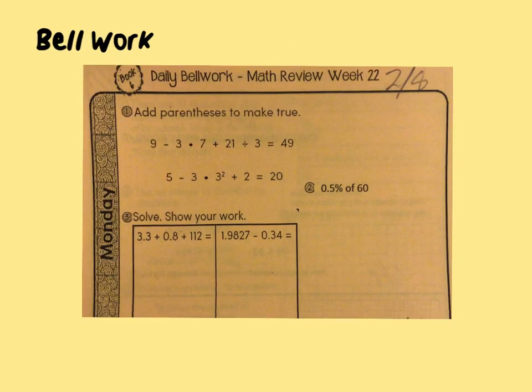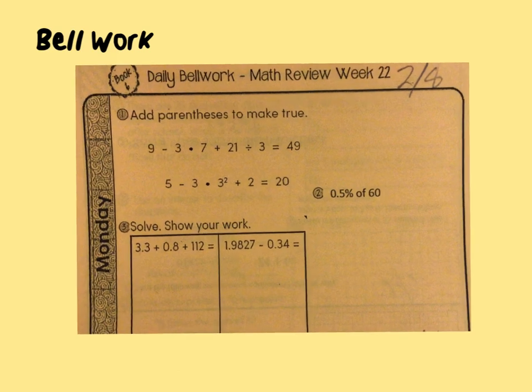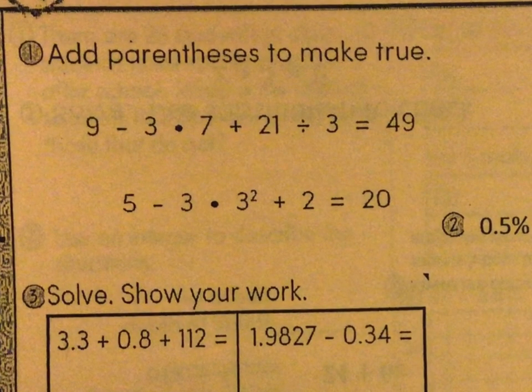All right, so here is our bell work, and on this first problem, we are trying to make this true by adding parentheses. So we want this to end up being 49. We're going to put parentheses in different places here to make it equal 49. This is kind of a trial and error thing. So I'd like you to try this out and see what you can get, so hit pause and try it out for yourself.